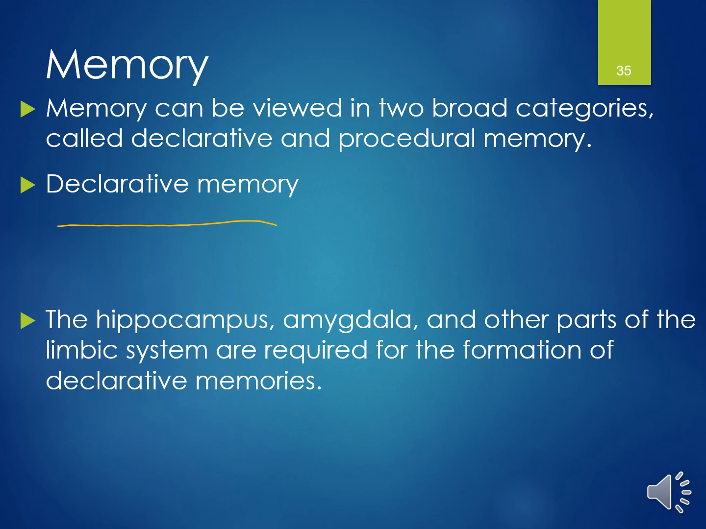The hippocampus, amygdala, and other parts of the limbic system are required for the formation of declarative memories. So that's interesting. Again, hippocampus plays a large role in our memories. Amygdala is responsible for fear, and the limbic system is related to emotion. So if you have no emotional way to relate this information to anything else, it can be very difficult for us to retain this type of information.